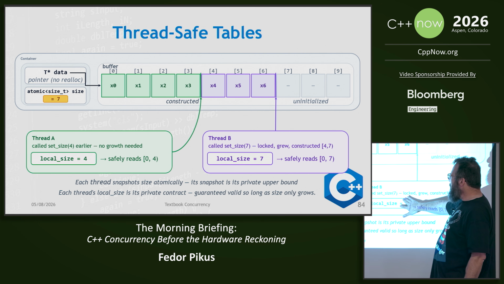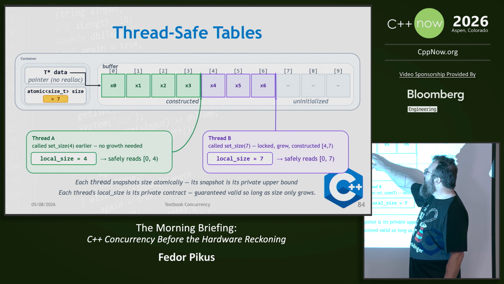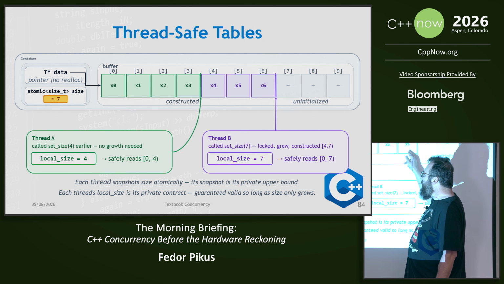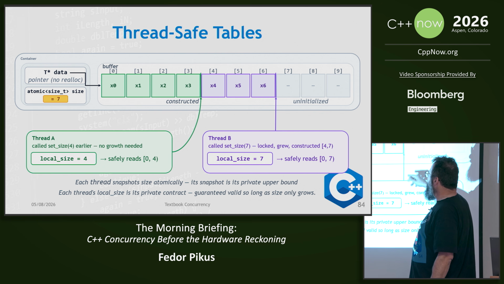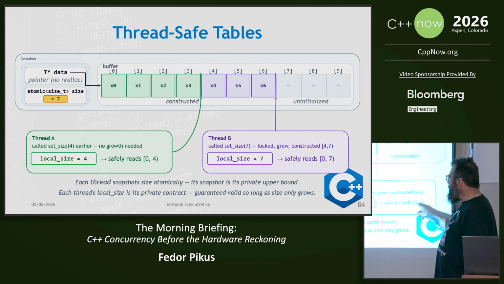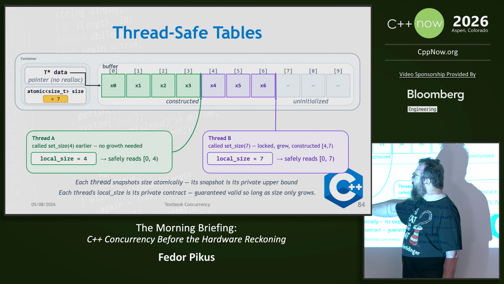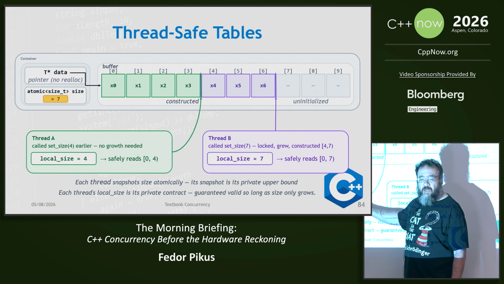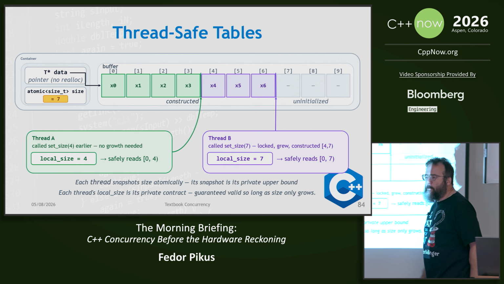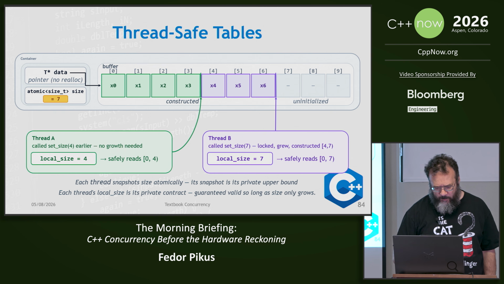Now thread B calls set size, it wants 7, this time it has to grow. These are default constructed. You get back 7, and you can read safely 0 to 7. This thread doesn't know anything about these. It only knows that it can read safely 0 to 4. And the key part is the operator square brackets doesn't have a lock.